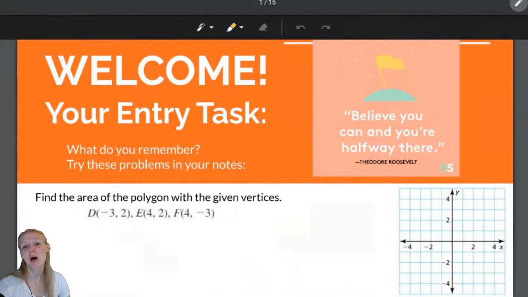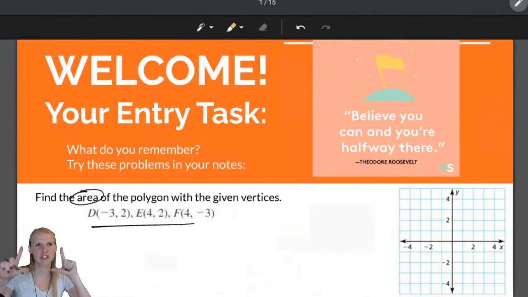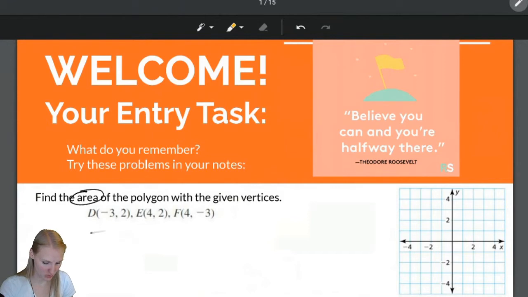You know the drill, pause the video, try this problem in your notes, and then unpause it to do it with me. So we are supposed to find the area of the polygon with these vertices. Remember, vertices means corners of the polygon. So I'm gonna graph these and see what shape we're working with.